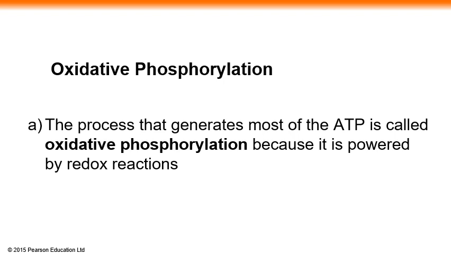The process that generates most of the ATP is called oxidative phosphorylation because it is powered by redox reactions. For oxidative phosphorylation, I want you to remember what it is. We're going to discuss it later in more detail.